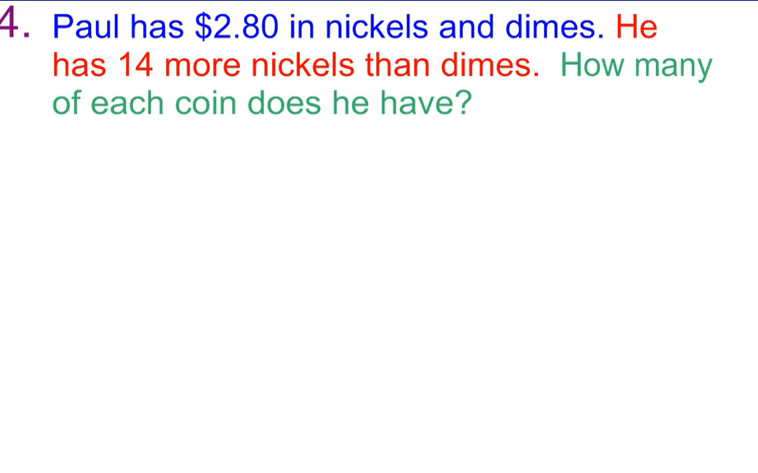In this lesson, we are going to do what we call the coin problem. The first one says, Paul has $2.80 in nickels and dimes. He has 14 more nickels than dimes. How many of each coin does he have?